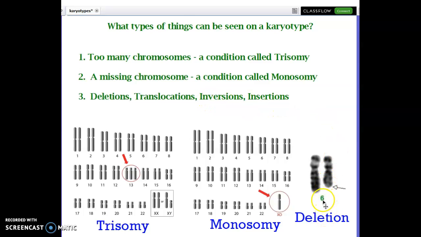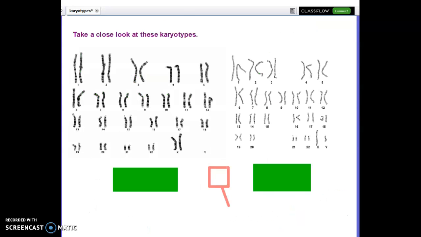So let's look at this example here on set 6. See how this arm is much smaller than it needs to be? So part of the chromosome was deleted. So these are just 3 of the things they can actually find on a karyotype.